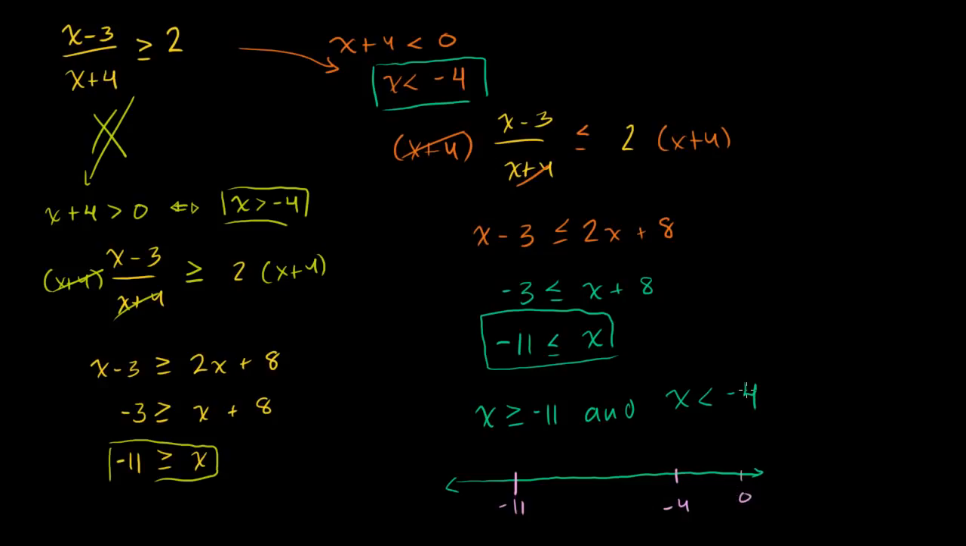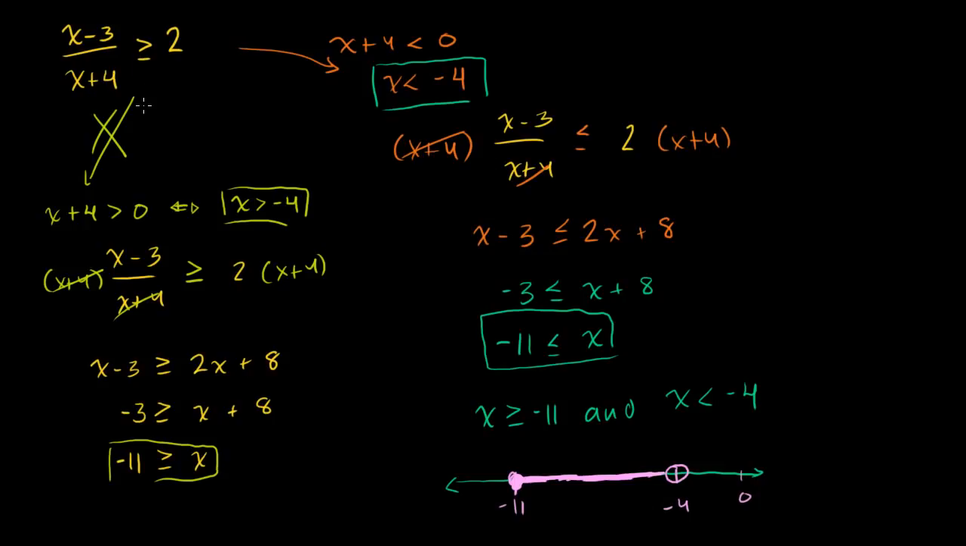We have to be less than minus 4. Remember, we can never be equal to minus 4, because that would make this undefined. So we have to be less than minus 4. So we don't include minus 4. But we have to be greater than or equal to minus 11. So we can't go less than minus 11, but we include the minus 11 because this was greater than or equal to. So anything in this range, where I've shaded it in, will satisfy that equation over there.